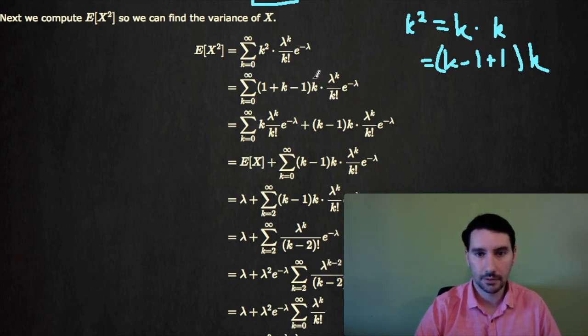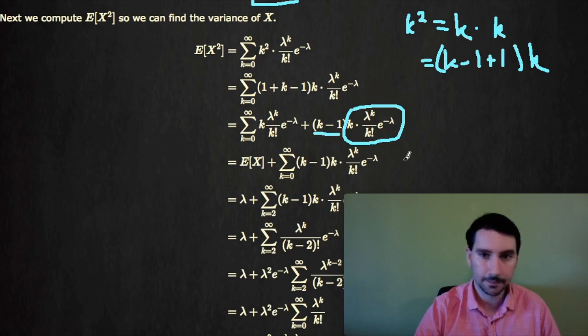Then we're going to distribute this k. Yes, that's right, we do want the k. So the k times lambda to the k over k factorial e to the minus lambda, we're going to distribute that to the 1 and the k minus 1. So we have k times lambda to the k over k factorial e to the minus lambda, all times 1, and then we have k times lambda to the k over k factorial e to the minus lambda, all times k minus 1. So we distributed it to this part and to this part.